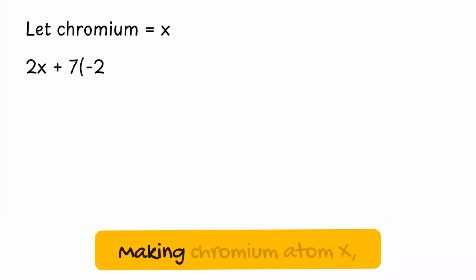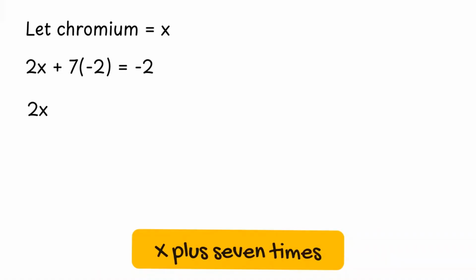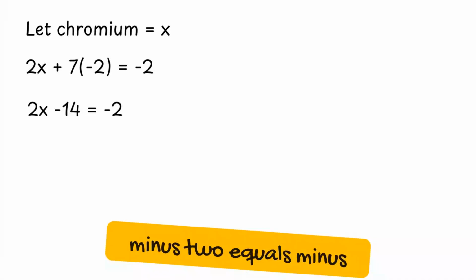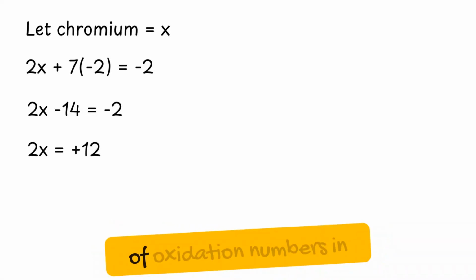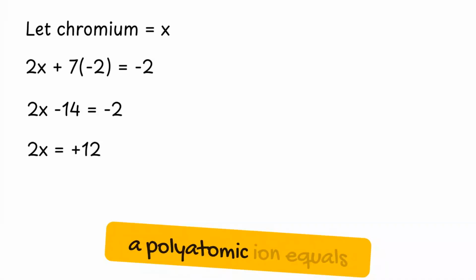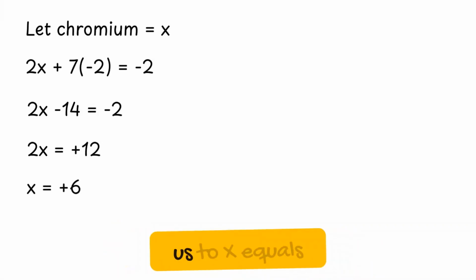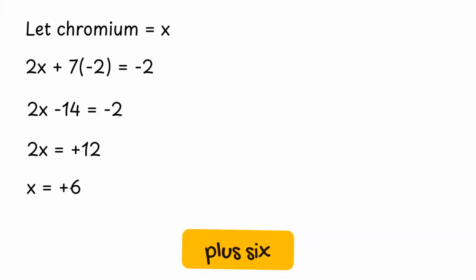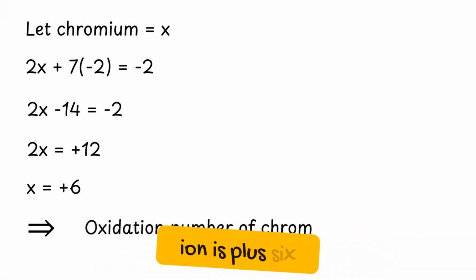Oxidation number of oxygen here is -2. Making chromium atom x, we will have 2x plus 7 times -2 equals -2. That is, according to oxidation state rules, the sum of oxidation numbers in a polyatomic ion equals the charge of the ion. Solving for x brings us to x equals +6. This implies the oxidation number of chromium in dichromate ion is +6.